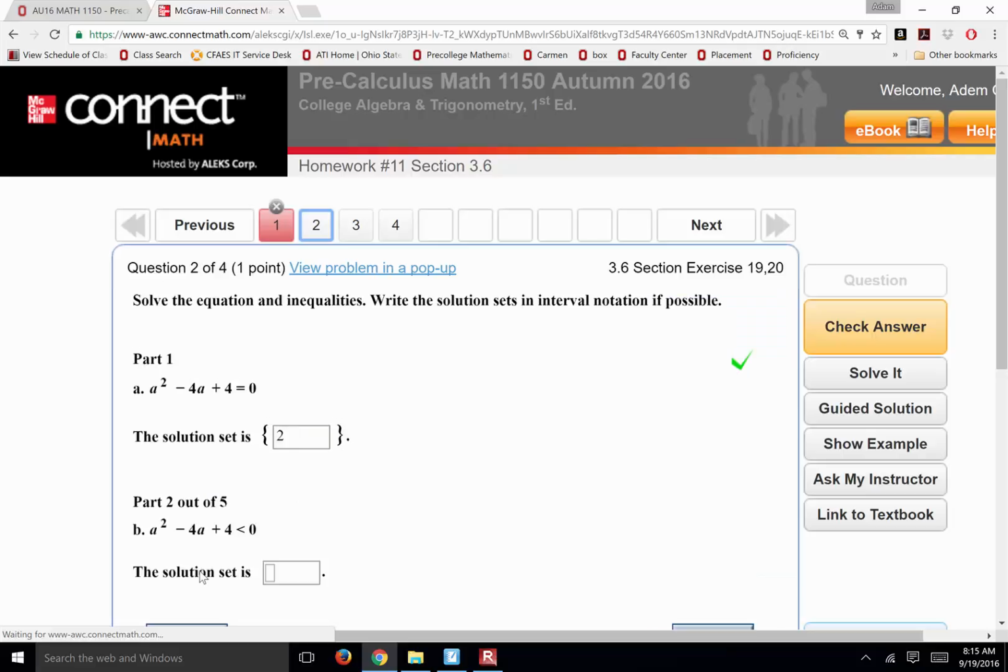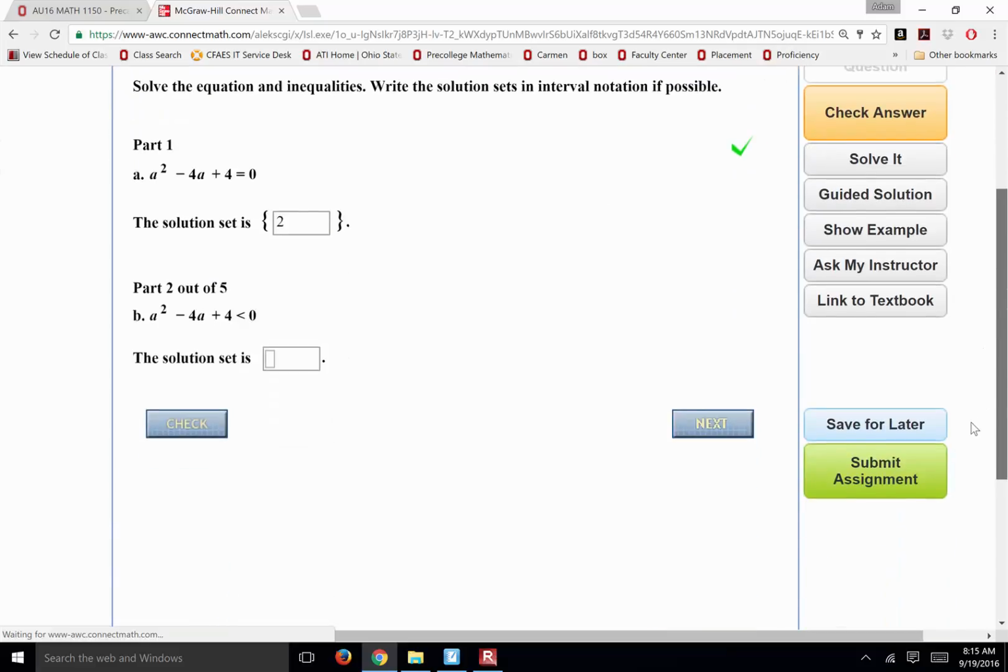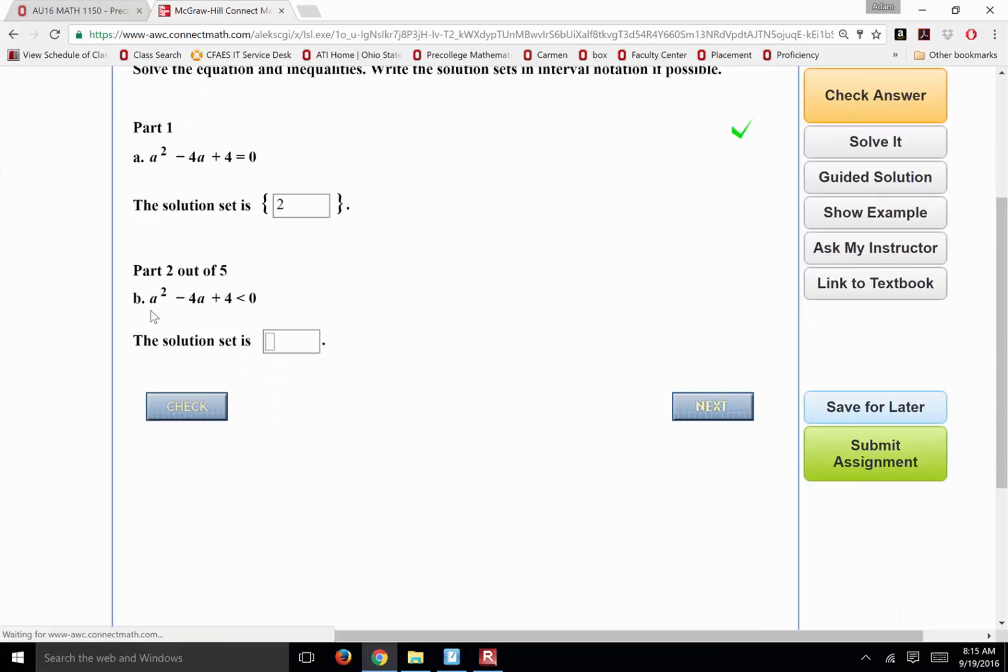How about part 2? Part 2 is something new. They want us to find over what interval this thing is negative. Okay?